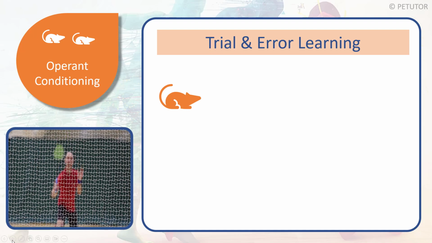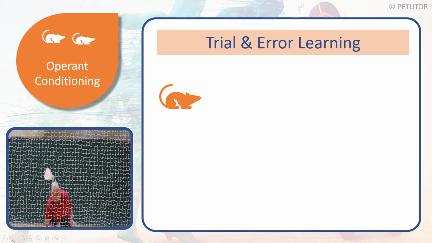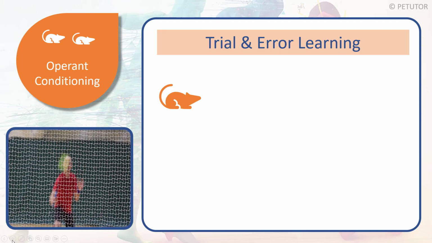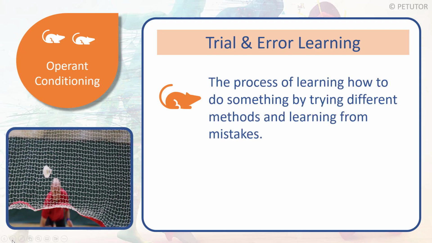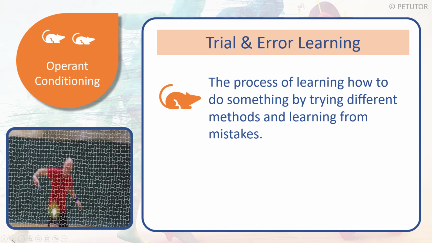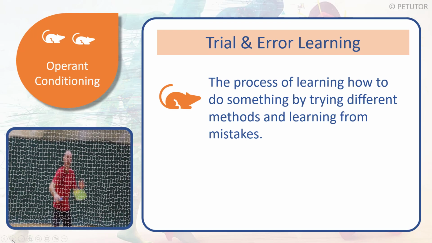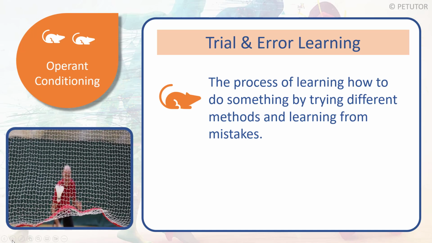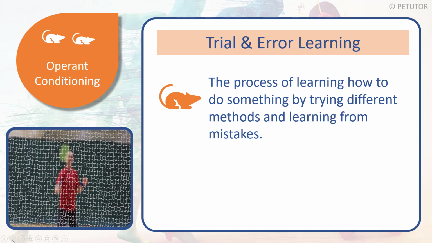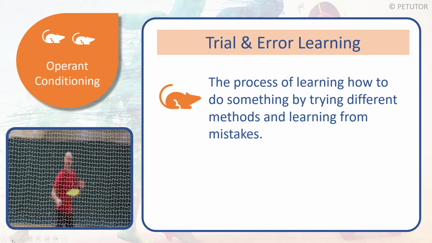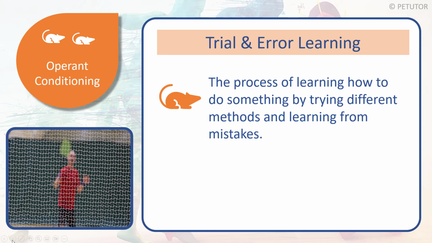So this person is trying to work out how best to play a particular shot, and that's the concept of trial and error learning. Trial and error learning, as you can see here, is this process of learning how to do something, in this case a particular shot in badminton, by trying different methods and learning from the mistakes. So that didn't work, this mistake didn't work, so I won't do that again, but something that I've just tried did work, and I'm going to try and repeat that, or I'm going to develop and modify that. That's what this process of trial and error learning means.